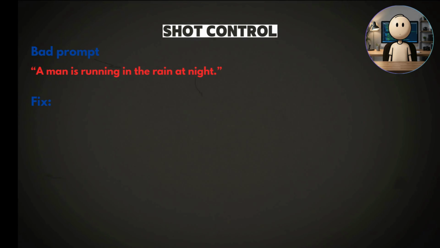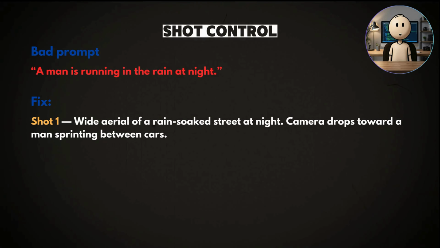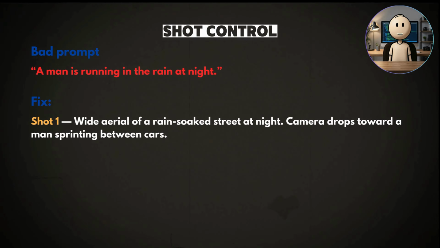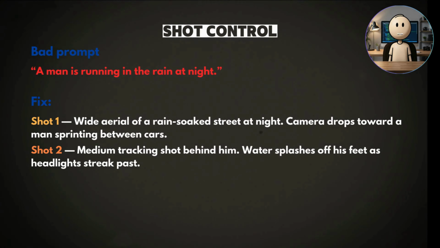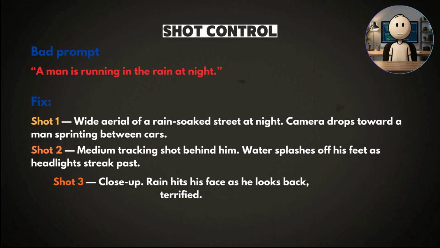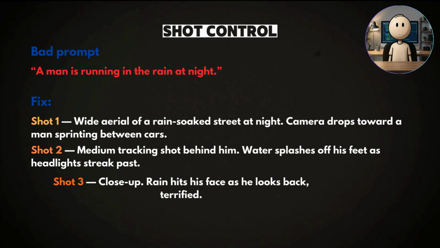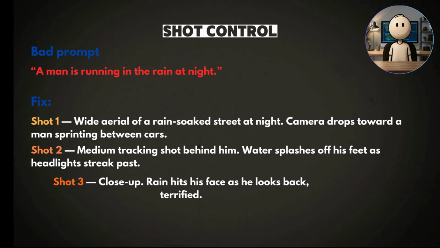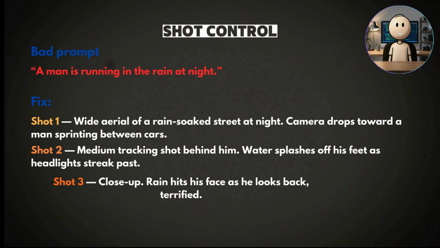Now watch what happens when you give Sora actual shots. Shot 1. Wide aerial of a rain-soaked street at night. Camera drops toward a man sprinting between cars. Shot 2. Medium tracking shot behind him. Water splashes off his feet as headlights streak past. Shot 3. Close up. Rain hits his face as he looks back, terrified. Suddenly the scene has shape, direction, purpose. And Sora 2 fills in the atmosphere, physics, lighting, and realism automatically, because you defined the spine of the scene.